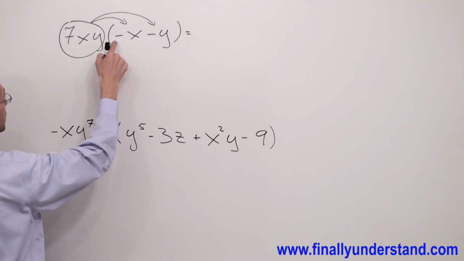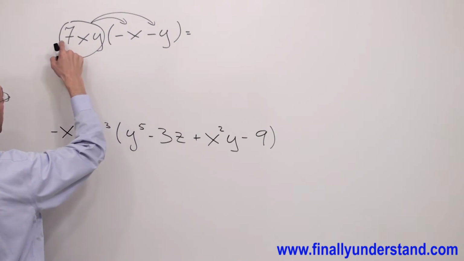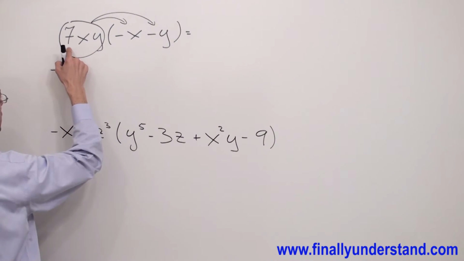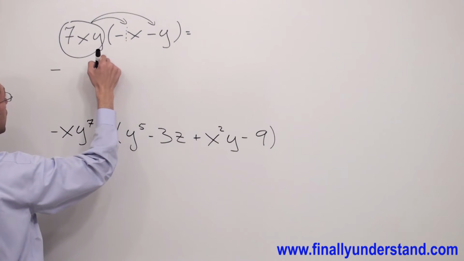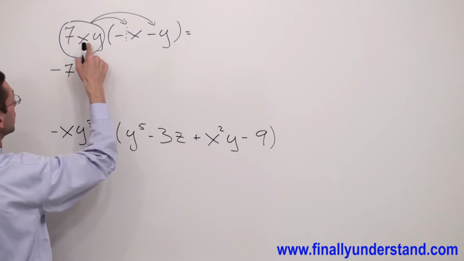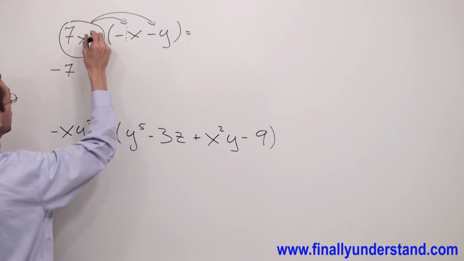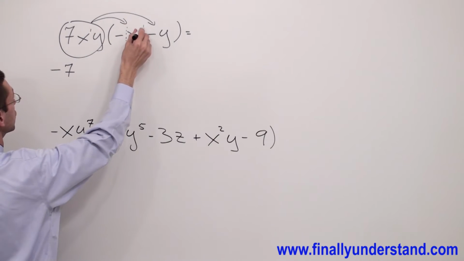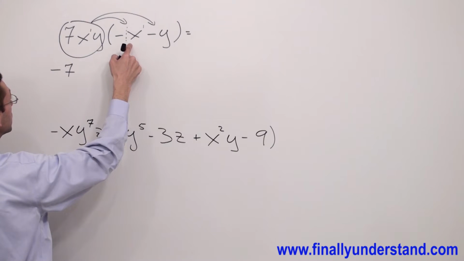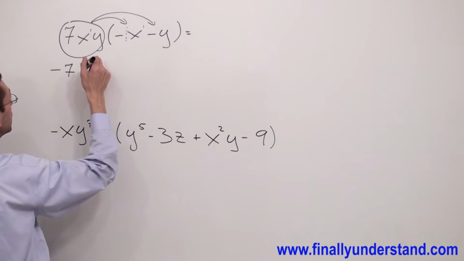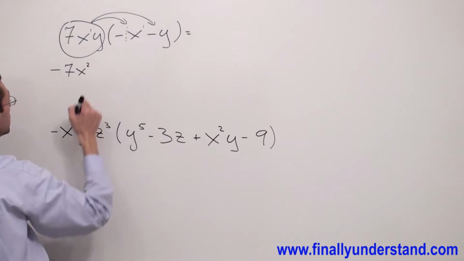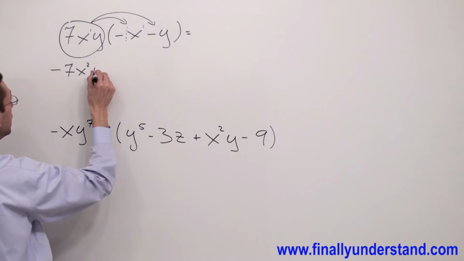7xy times negative x. Positive sign times negative gives me negative. 7 times invisible 1 is equal to 7. I have x times x. Remember, anytime there is no exponent, there is always an invisible 1. Anytime we multiply variables with the same base, we're supposed to keep the base and add exponents. That's why I'm going to have x, and 1 plus 1 gives me second power. And simply copy y.